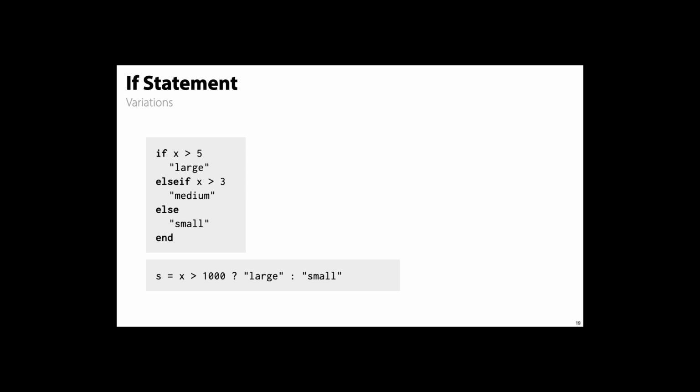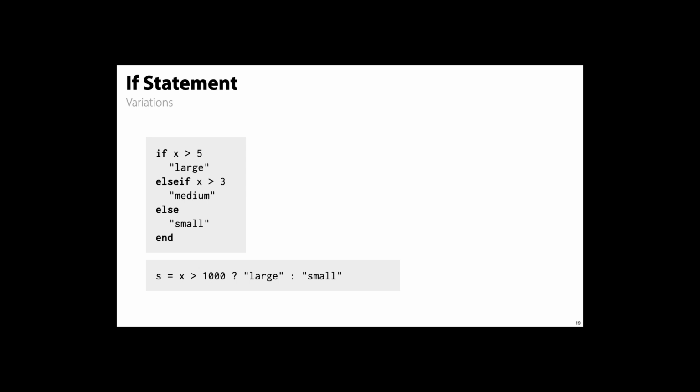Now, if statements, not that exciting, but they're quite different in Julia from what you might be used to in other languages. For once here, I don't write return large or print large. I'm just putting a text string here. Why is that? Does that not look weird?